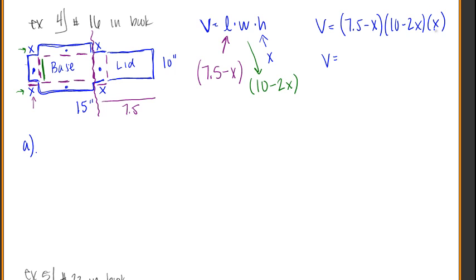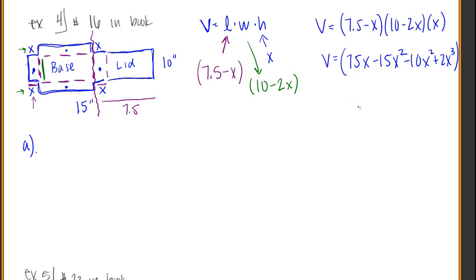If I can kind of distribute the 3 at once, 7.5 times 10 is 75, but then times x, so 75x. Outsides, 7.5 times 2 would be a negative 15, and then that'll give you an x, but then again times x is x squared. Insides would be a negative 10x squared, and last would be a positive 2x cubed. Okay?